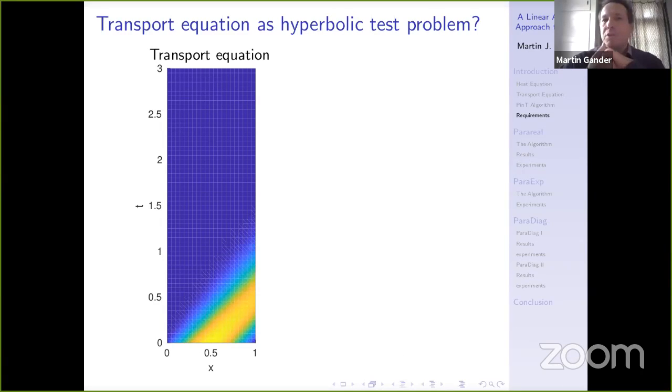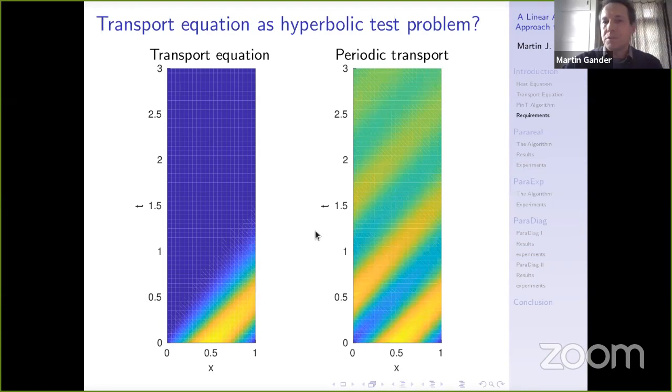So is the transport equation as a hyperbolic test problem a good problem? If we look at the transport equation again with the initial condition, this solution leaves the domain and it's local. But in a real true hyperbolic problem, you will have reflections that come back. For example, if this was a second order wave equation, this would come back here, and then it would go back here, and it would go back here. It would be much less local. And the trick one can use to make this into a viable test problem for PinT algorithms is to put periodic boundary conditions.